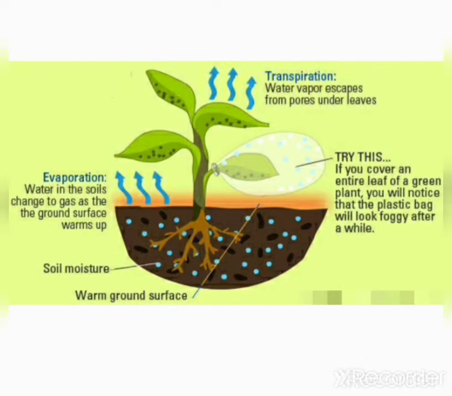So you can also perform one experiment to know whether transpiration takes place in plants or not. For this you can cover an entire leaf of a green plant with a small plastic bag. Then you will notice after a while that the plastic bag will look foggy. This is because of the presence of moisture droplets. So this shows that transpiration is actually taking place.